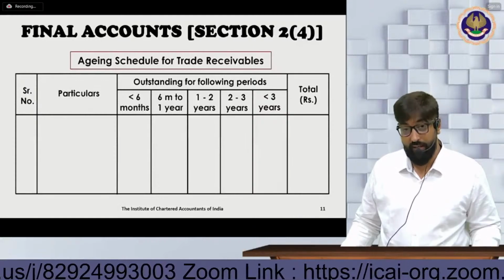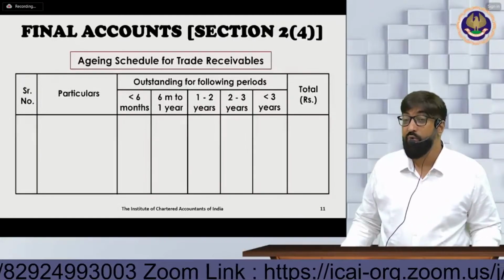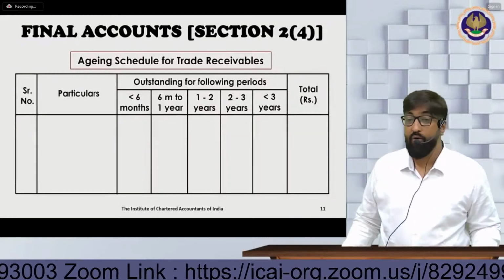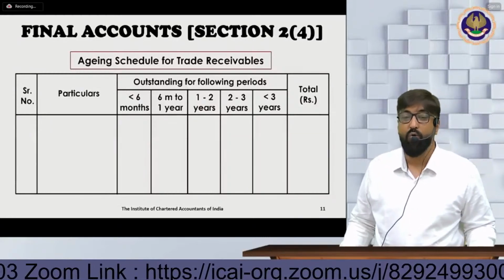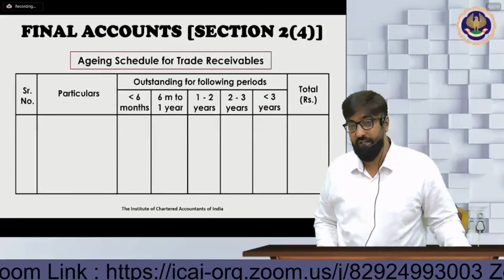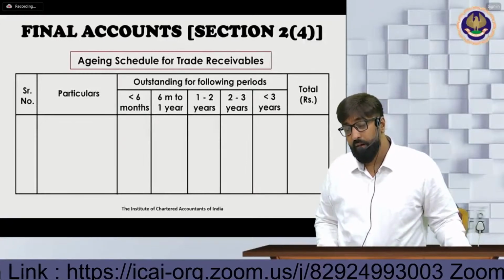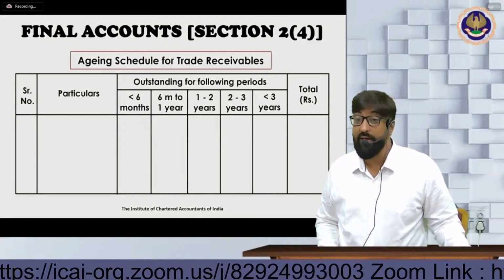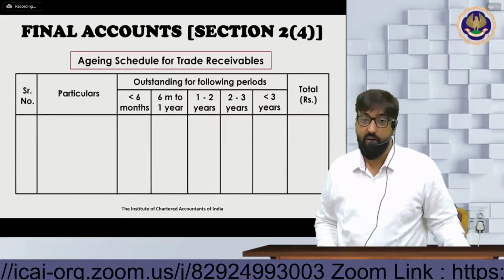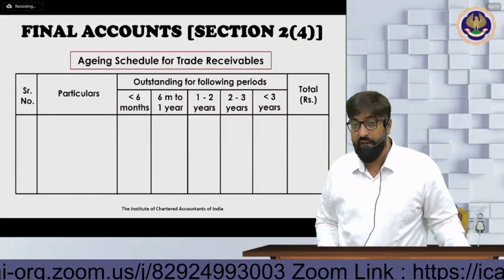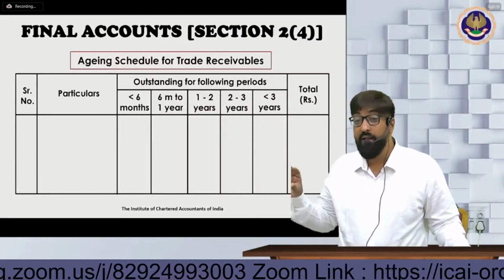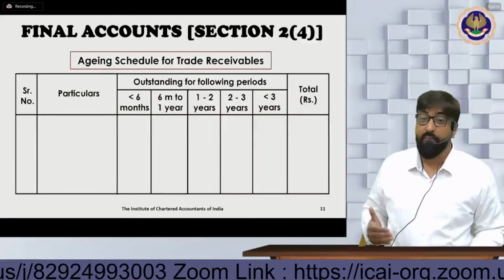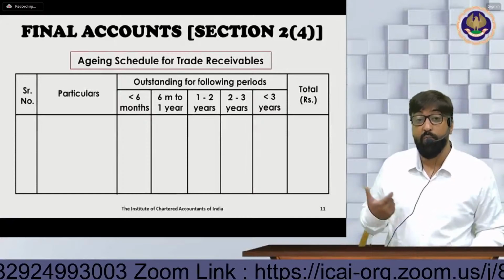6 months to 1 year, 1 year to 2 years, 2 years to 3 years, and greater than 3 years. And the total amount you will write in the total column. So this is called aging. If your debtors are outstanding more than 3 years, then you have to make a provision for bad debts. Therefore, for less than 6 months your provision will be less, but for more than 3 years your provision will be high.